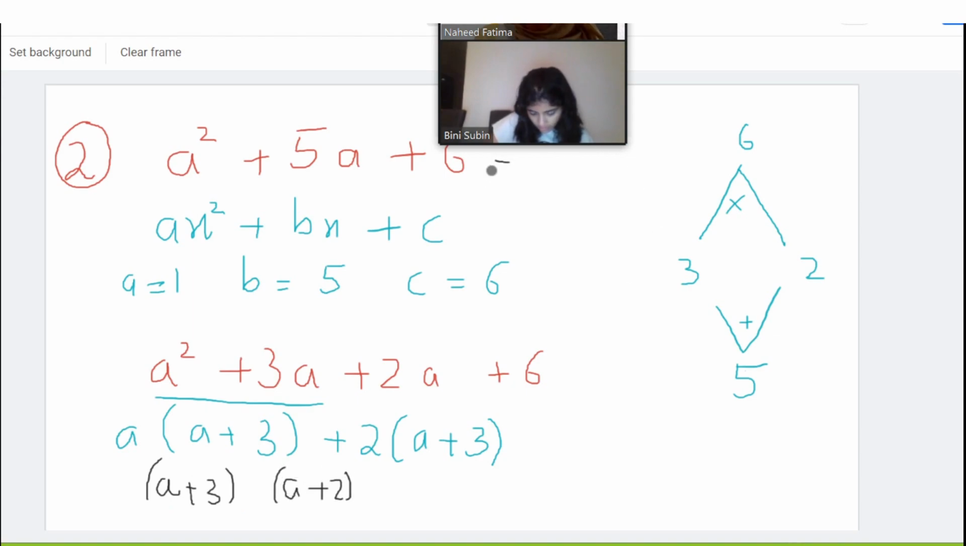Okay, if I take this equation as equal to 0, so I'm getting this 0. So your a plus 3 can be 0 or a plus 2 can be 0. So that gives me a is equal to minus 3 or a is equal to minus 2.